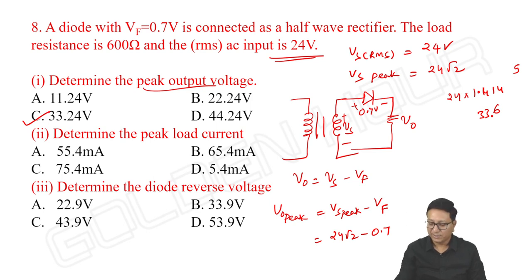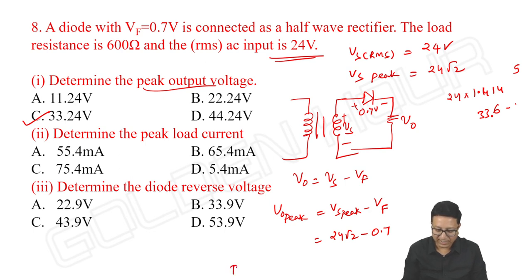Approximately I am writing it. It is 33.6 something minus 0.7. Anyway, you can do the calculations and I don't want to do all such things. It comes close to 33.24.